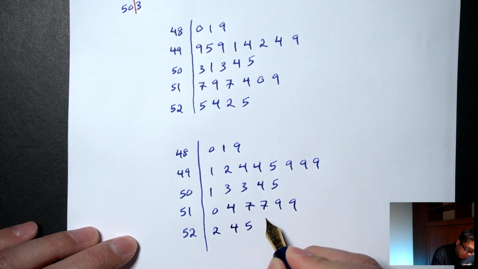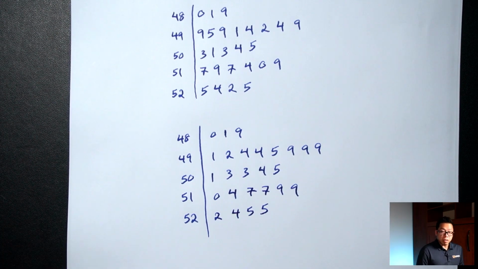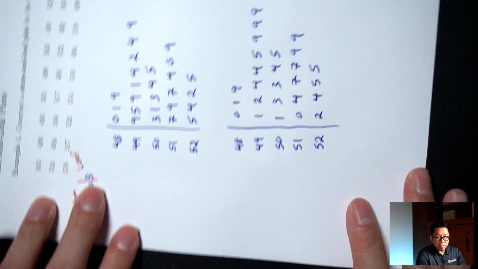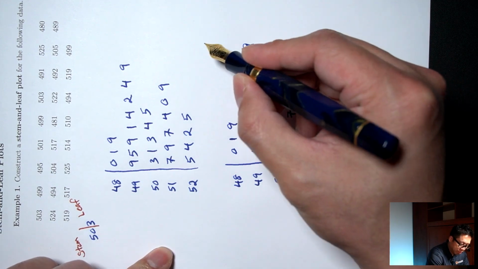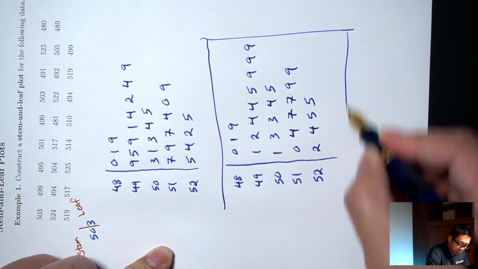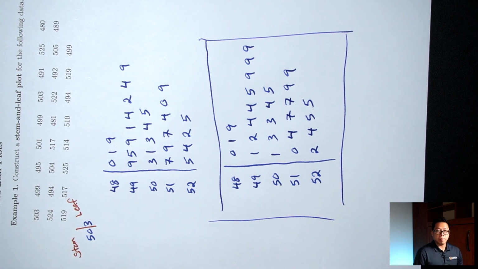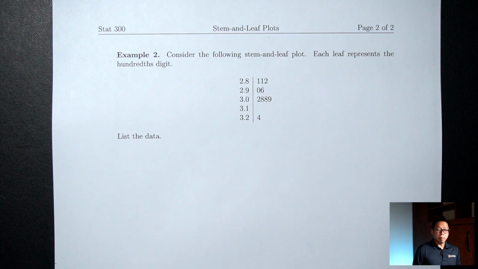And that's how you make a stem and leaf plot. If you turn it sideways, it basically looks like a histogram. The nice thing about a stem and leaf plot is you can go backwards and get the original data.